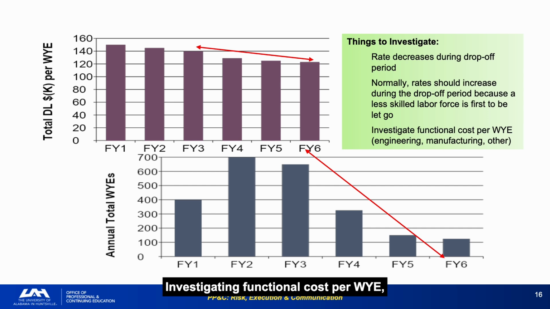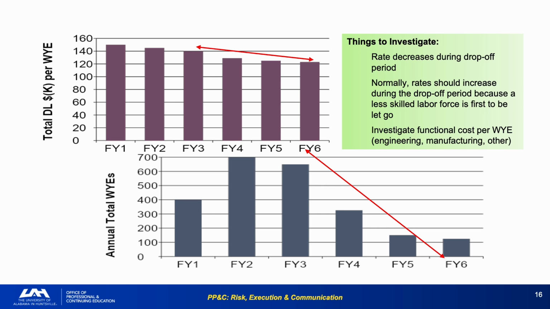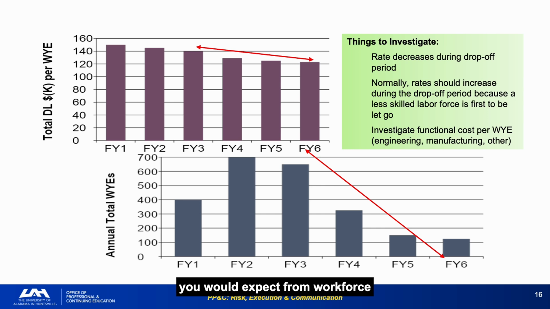Investigating functional cost per WY, breaking $/WY down by engineering, manufacturing, and other disciplines is the right next step when the aggregate rate does not follow expectations. Never accept a $/WY trend that contradicts what you would expect from workforce logic without an explanation from the contractor.